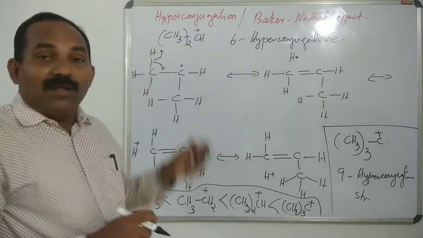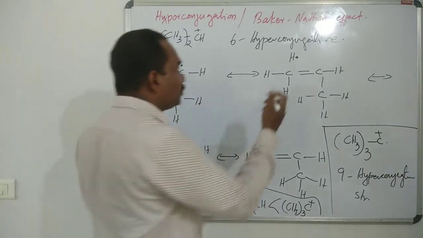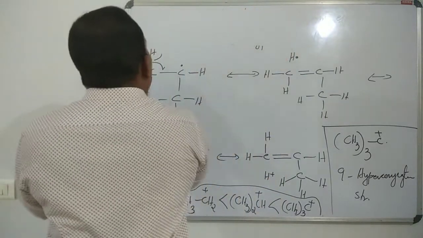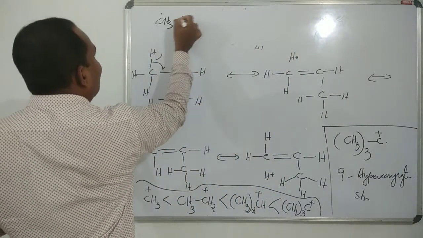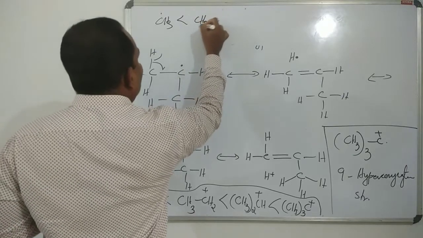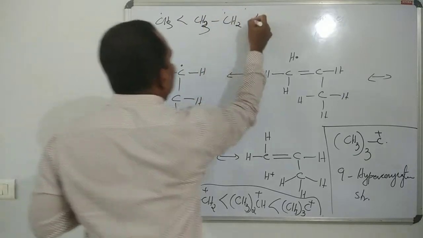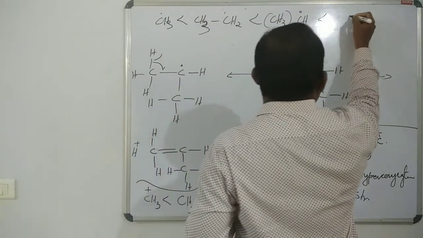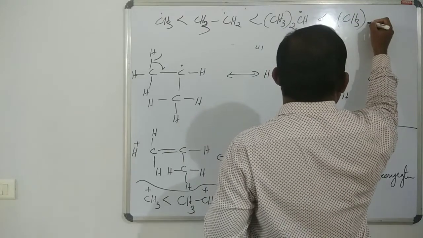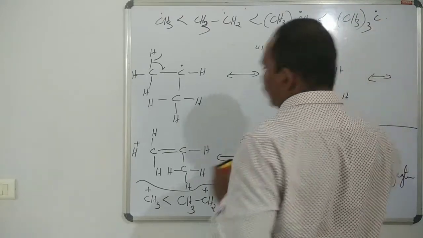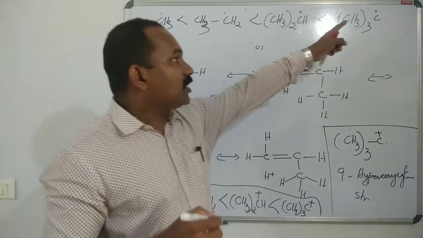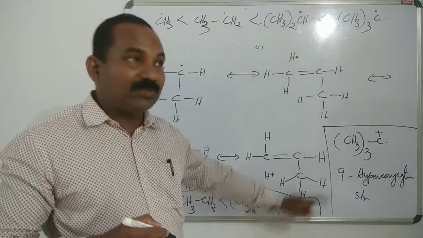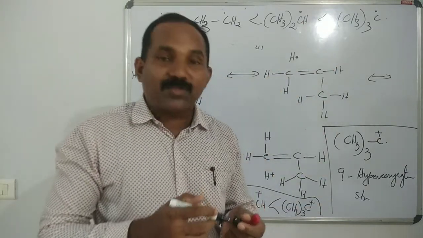So the stability order of free radicals is also in the same way. Methyl free radical is less stable than ethyl free radical, which is less stable than isopropyl free radical, which is less stable than tertiary butyl free radical. So which free radical is more stable? Tertiary butyl free radical. Similarly, tertiary butyl is more stable.